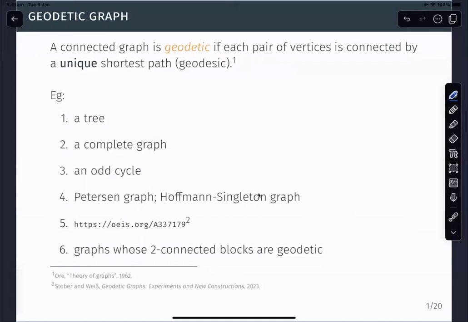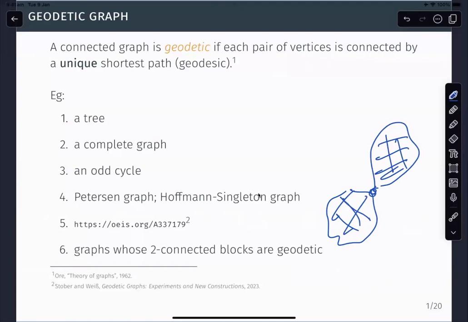And then number six is a graph whose two connected blocks are geodetic themselves, which really means that you can take a geodetic graph that you know already, join it by a vertex to another geodetic graph. And that will still be geodetic because the only way to get from here to here is through this single vertex. Okay, so there are some examples.